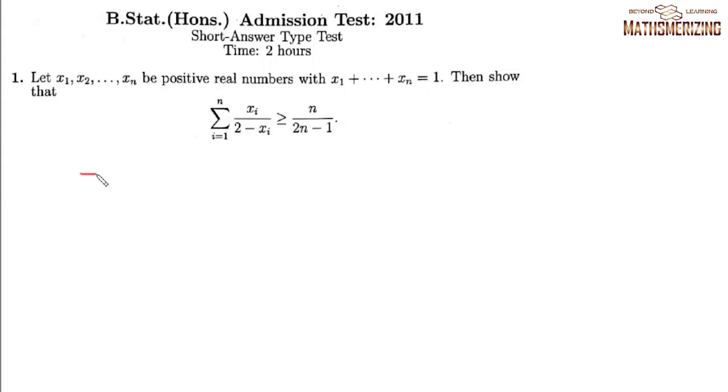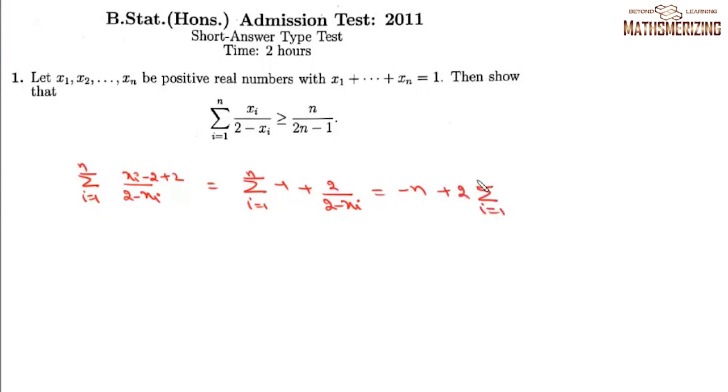Now if we consider the expression on the left hand side, we can write this as the summation i varies from 1 to n of xi upon 2 minus xi. Now we'll add 2 and subtract 2. We can write this as the summation i varies from 1 to n of minus 1 plus 2 upon 2 minus xi, which is minus n plus 2 into the summation i varies from 1 to n of 1 upon 2 minus xi. Now we know that the sum of all xi's is equal to 1.